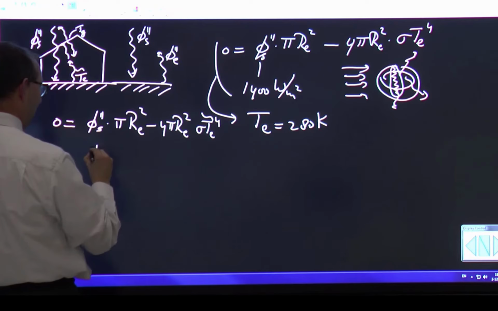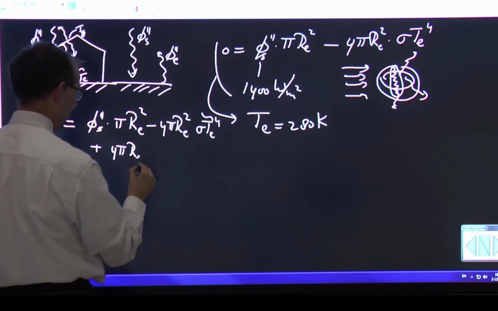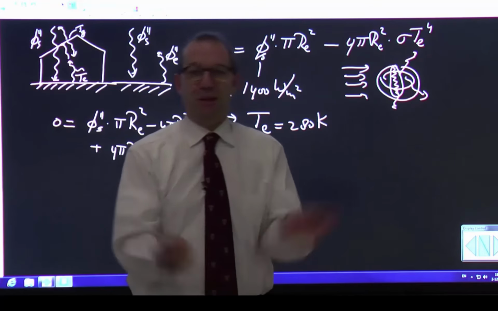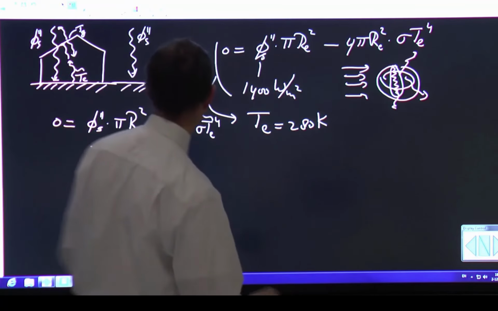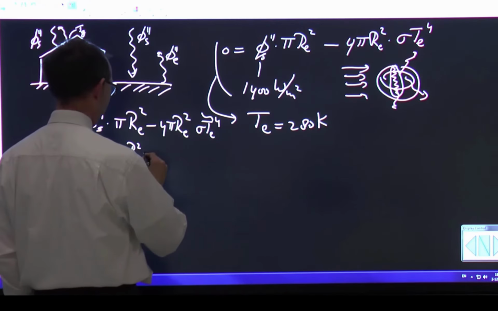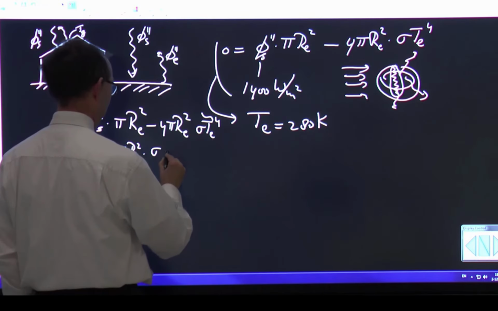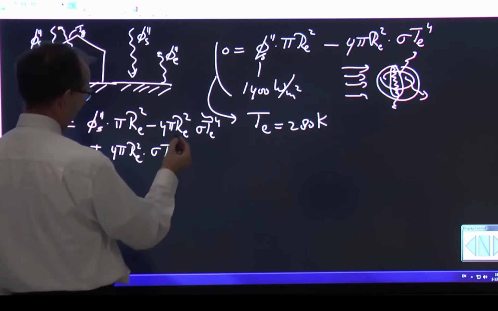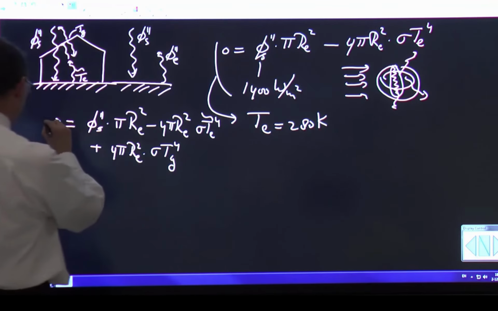Because an additional term comes in, which is 4 pi Re squared, because we covered the entire Earth with greenhouse glass plates, almost at the Earth, of course. And we have to multiply that by the glass plate temperature to the power 4. Ah, shoot. This is an equation with two unknowns. But that's not too bad at all.